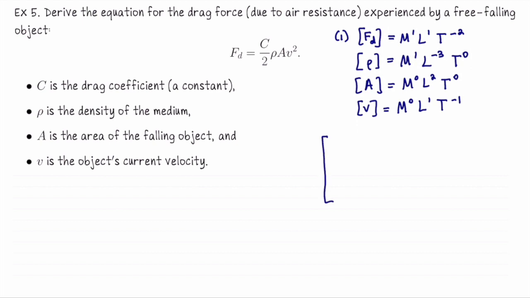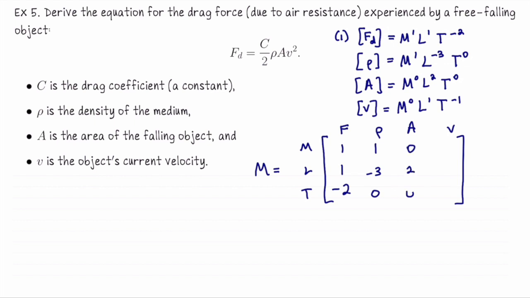Okay, let's make our matrix. It's going to have 3 rows for m, L, and t, and 4 columns for the force, the density, the area, and the velocity. Okay, our force powers are 1, 1, and negative 2. Our density powers are 1, negative 3, and 0. For area, it's 0, 2, 0. And then for velocity, it's 0, 1, negative 1.